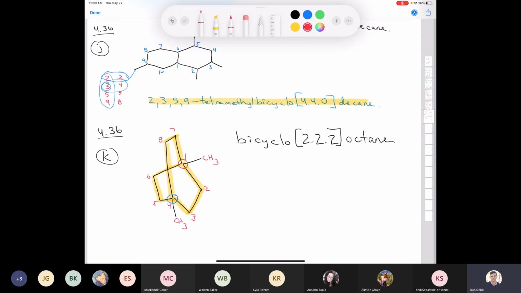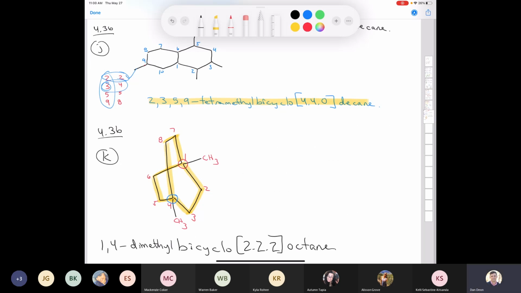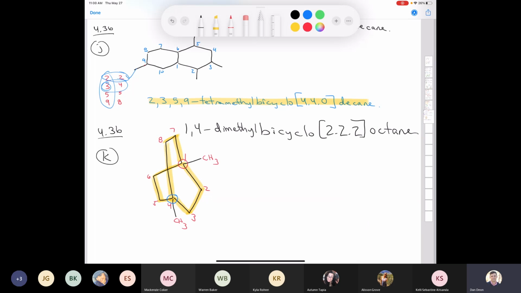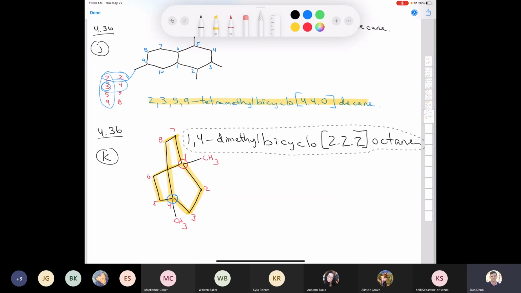So this is, let's see here if we can put it all together. We've got 1,4 dimethyl, and then we take the rest, bicyclo[2.2.2]octane, and that is the name of the compound. Just like that. All right. Kind of running out of space there, but you get the idea.